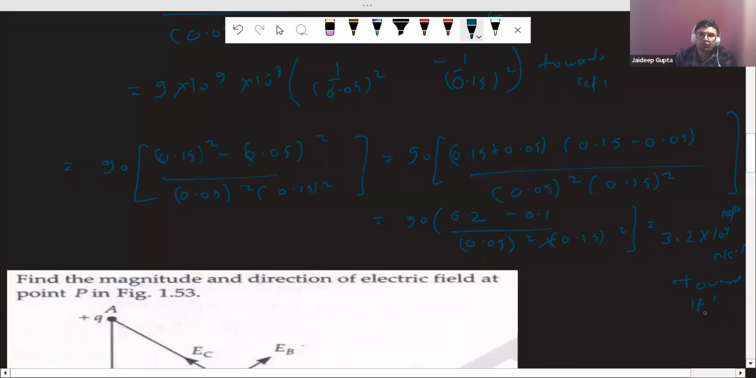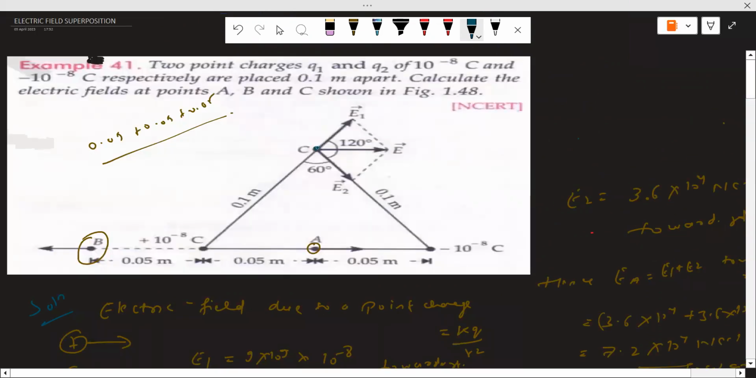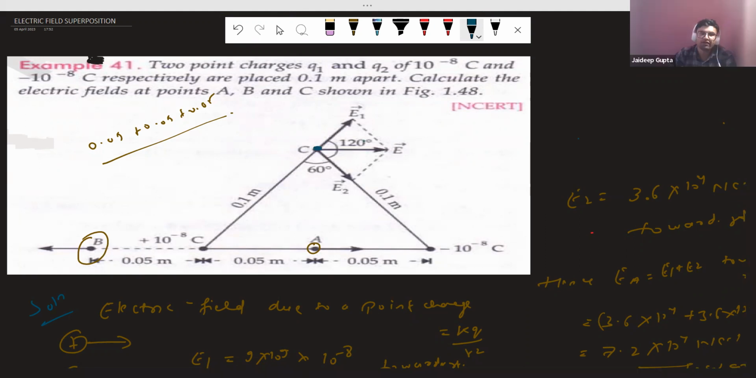Towards left. Moreover, will you be able to calculate at C? How to calculate? Yeah, let me try. We have to use the vector law of addition.